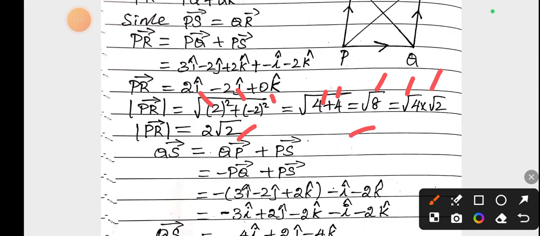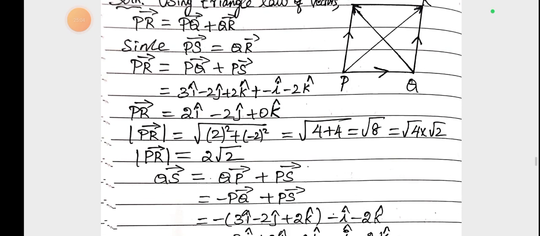Sir, why this step? I know sir, root over 4 plus 4 we can directly write as root 8. May I? Yes, you can write directly. Just for understanding, I am doing it. Okay, so let us go for QS.